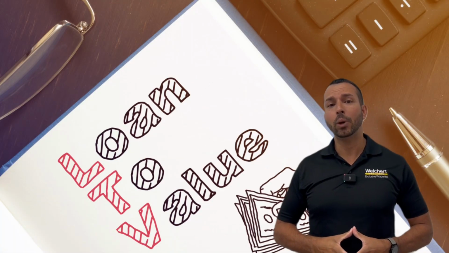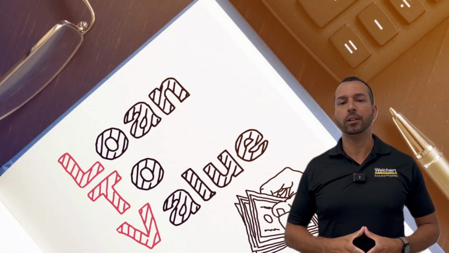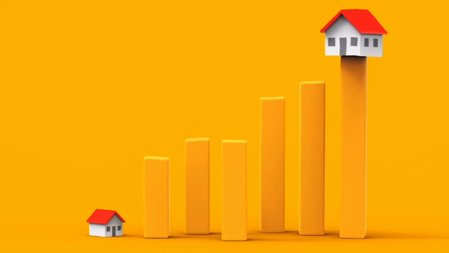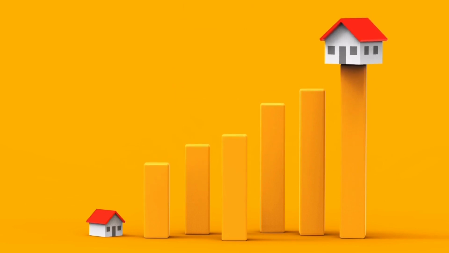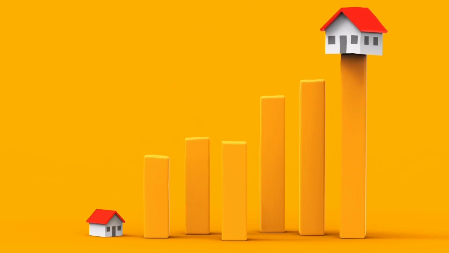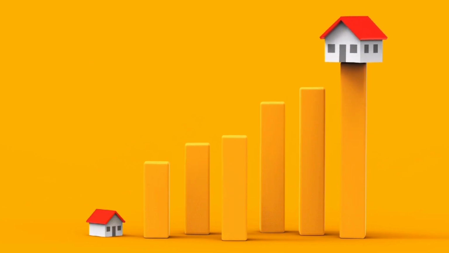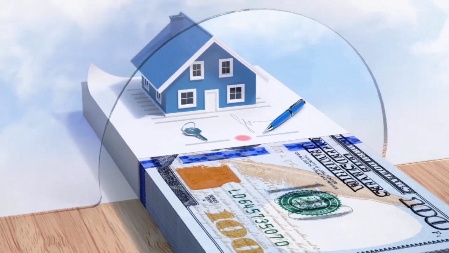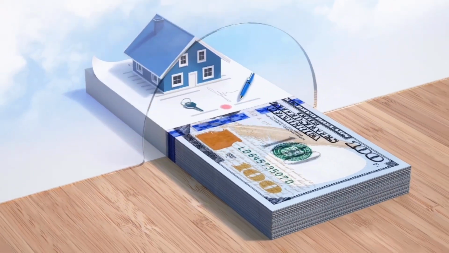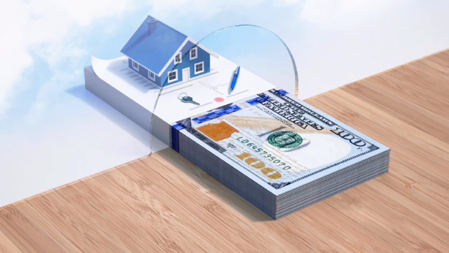First, we're going to get into LTV. LTV is loan to value. So the loan to value is based on your down payment based on your purchase price. So if you're putting 5% down, then your loan to value is 95%, meaning you are financing 95% of your purchase price. If you put 20% down, then your LTV will be at 80%. Now this means a lender is going to take on less risk because you're putting more money down, so you have more skin in the game.